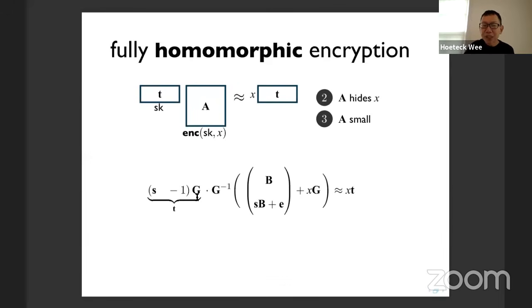Our new T will basically be S minus 1 times G. This will be our A. And this satisfies the equation this time. This is X times T. We get that A hides X because by the LWE assumption, this is uniformly random. When you apply G inverse, it doesn't leak any more information. And we have that A is small because G inverse is applied to this quantity over here. So this is basically our final FHE scheme.